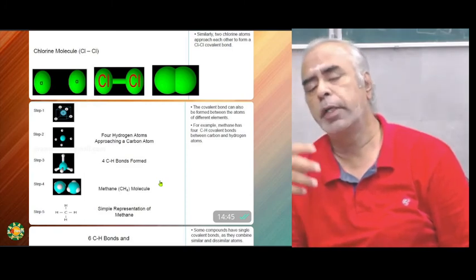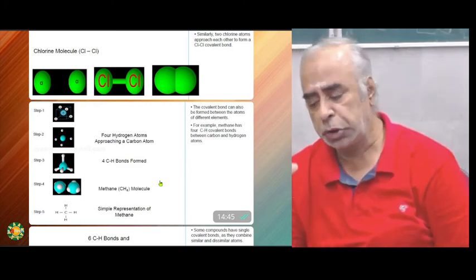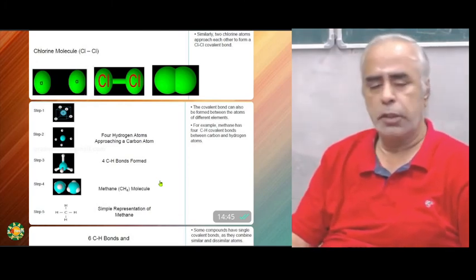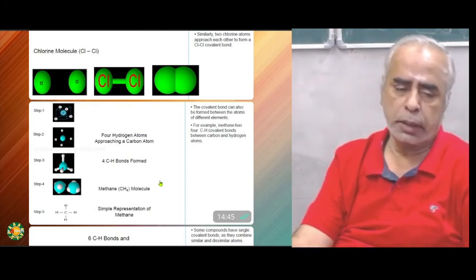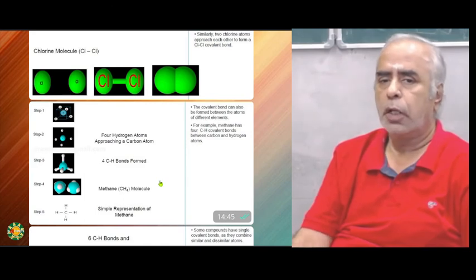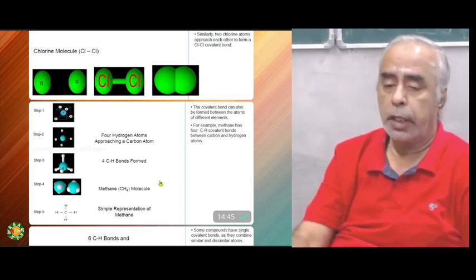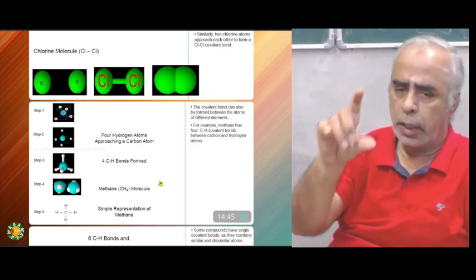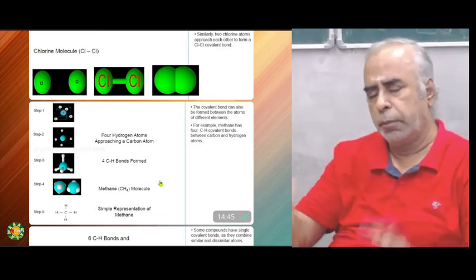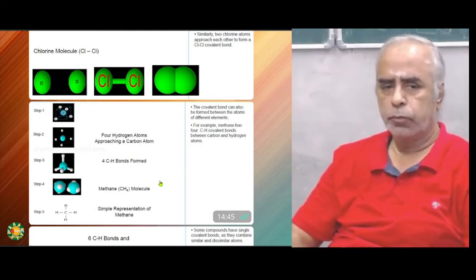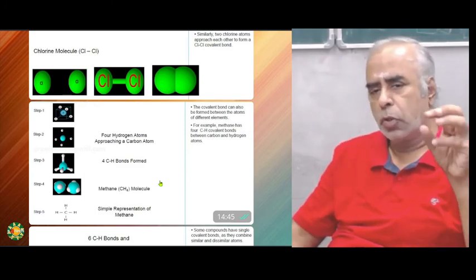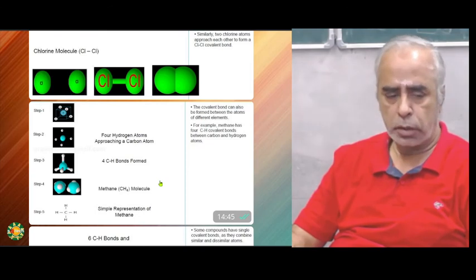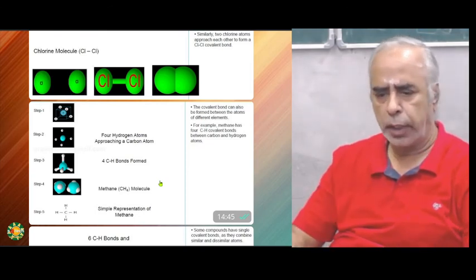For example, when the sodium chloride solution is subjected to electricity, when we pass electric current, what happens? Electrolysis takes place. The electrolytic bond present in the sodium chloride electrolyte is cleaved, that is broken, so that they become sodium cation and chloride anion. Do you understand this? So this is the concept behind this.